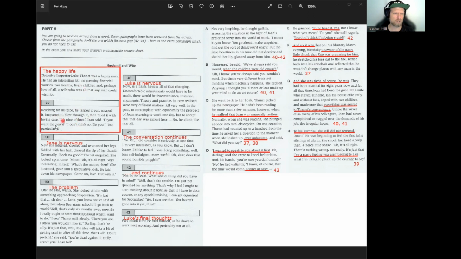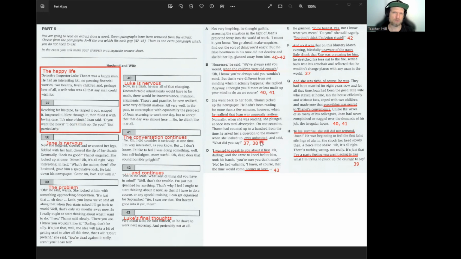Here, they talk about if they want to watch the news, and both of them say, no, it's okay. So perhaps she was already reading. Then Joan says, do you want the news? And he says, no. And so it would make sense to say she went back to her book.